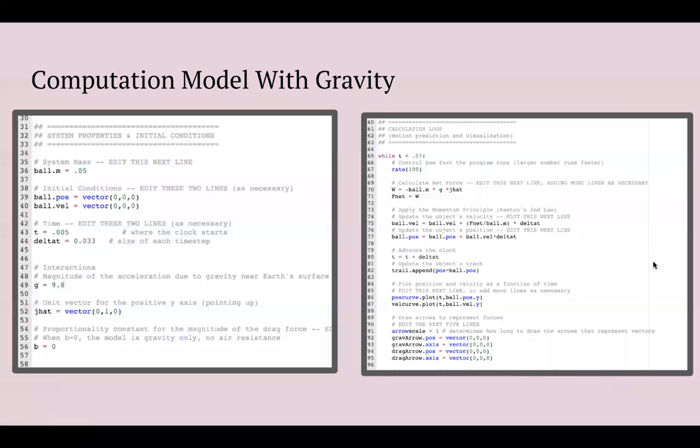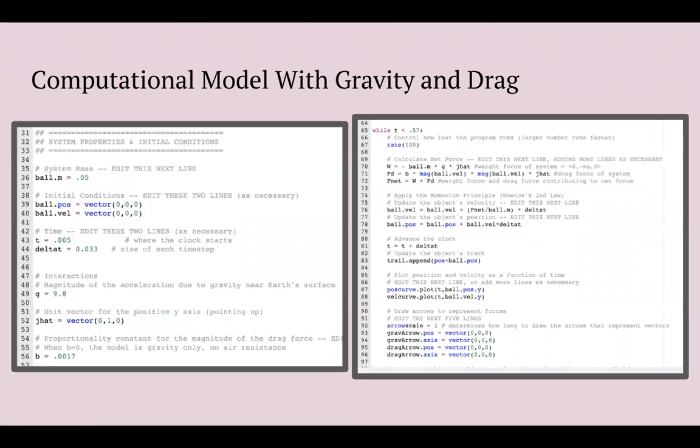Moving on to the computational model, here are some excerpts of my code from the model without drag. The eraser begins at rest, so I set my initial position and velocity to be 0, 0, 0. I also set my delta t to be 0.033. I obtained this by dividing the total time of the video by the number of frames. Finally, since the drag force is not being applied in this model, I set the proportionality constant b equal to 0. The excerpt on the right showcases how I calculated the force due to gravity. I set the net force to equal the weight of the eraser.